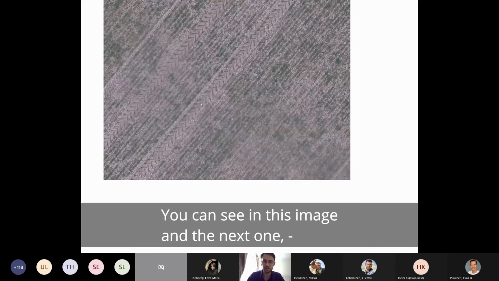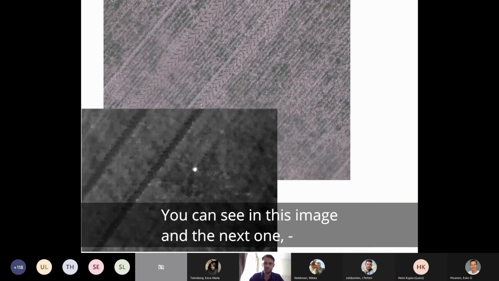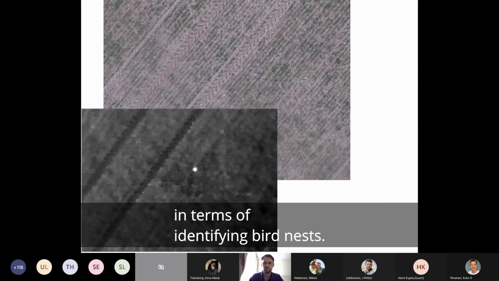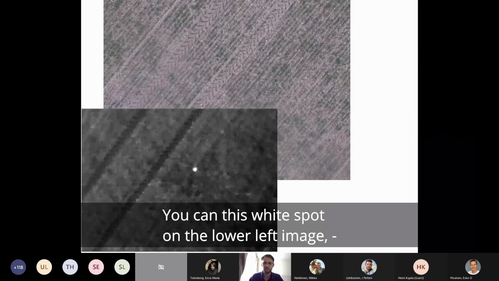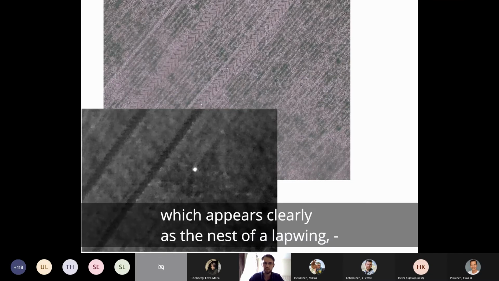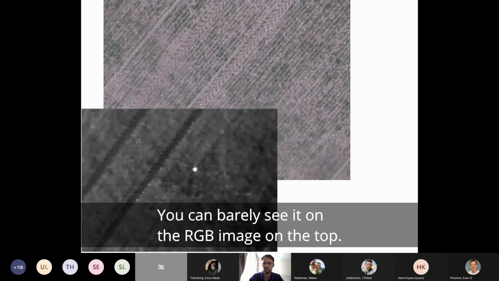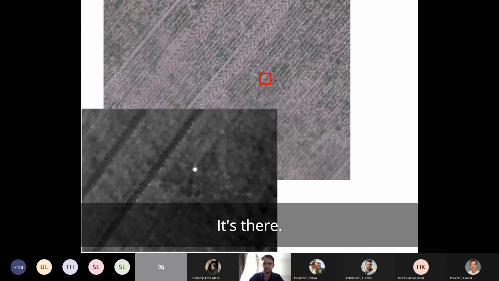You can see now in this image and the next one, the difference that thermal imaging can make in terms of identifying birds' nests. You can see this white spot on the lower left image, which is appearing really clearly as a nest of a lapwing, which is much warmer than the background. And you can barely see it on the RGB image on the top. It's there.